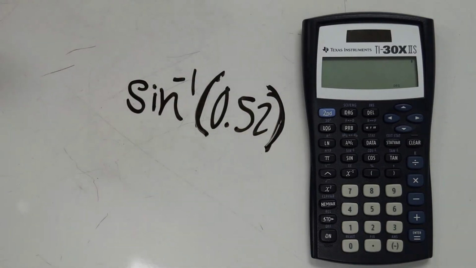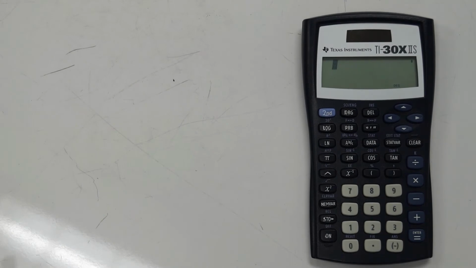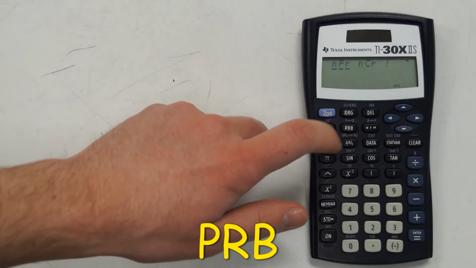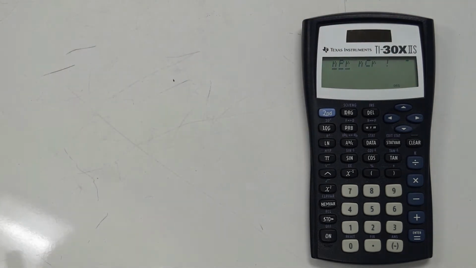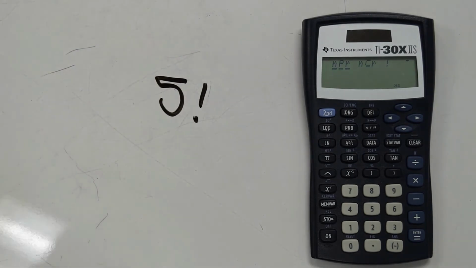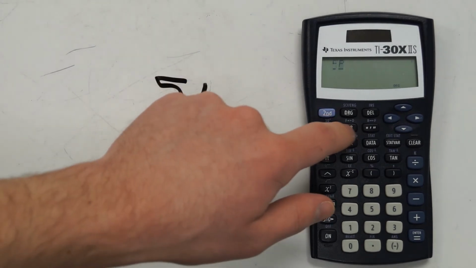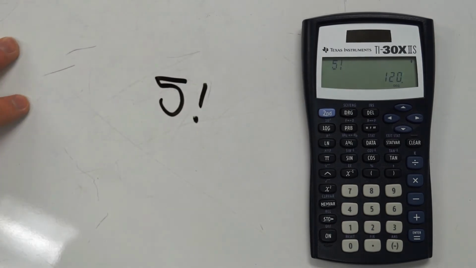If you're a stats student and you're using the combination and permutation rules, if you want to find the permutation of something, you press, I think it's PRB, and then it gives you your permutation, combination, and factorial. If you want to put 5 factorial, you first put your number, and then you press PRB, and then factorial, and that'll give you that.